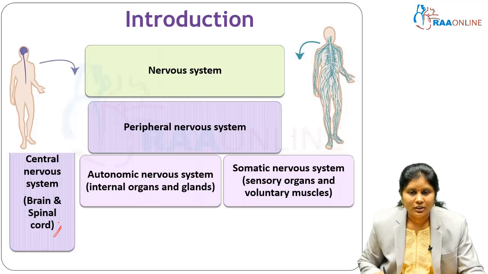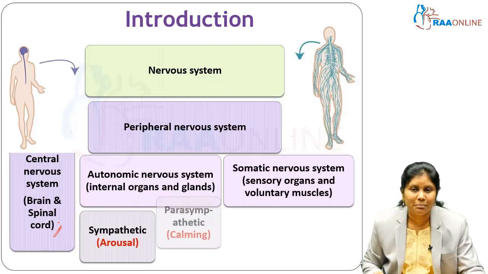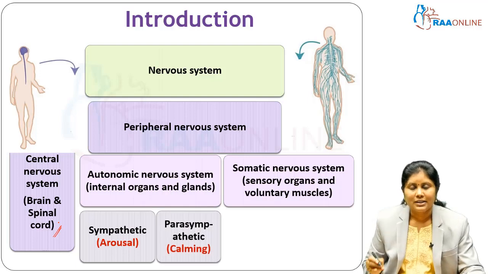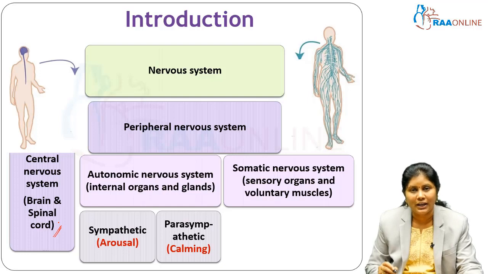Okay, so the autonomic nervous system again is classified into sympathetic nervous system and parasympathetic nervous system. The sympathetic nervous system is responsible for keeping our body in an alert and aroused state, whereas the parasympathetic system is responsible for calming of our body.